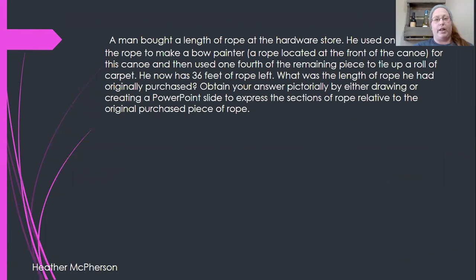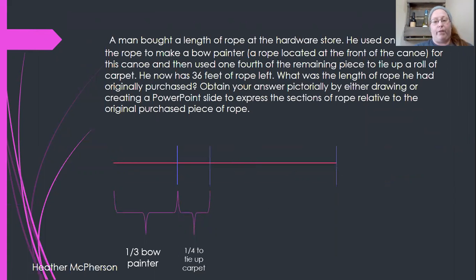Now, this question is, a man bought a length of rope at the hardware store. He used 1/3 of the rope to make a bow painter, and he used 1/4 of the remaining piece to tie up the carpet. He has 36 feet of rope left. So to show this problem pictorially, you start off with a piece of rope. Well, you already know he used 1/3 of the rope to make a bow painter, and then he used 1/4 of it to tie up the remaining carpet. So you have 36 feet of rope left.